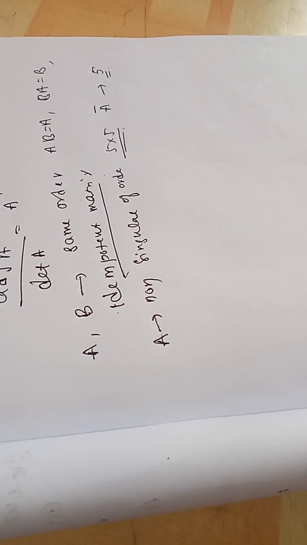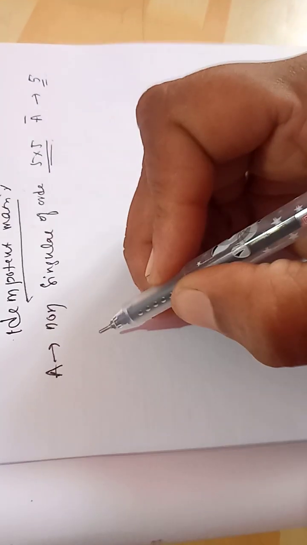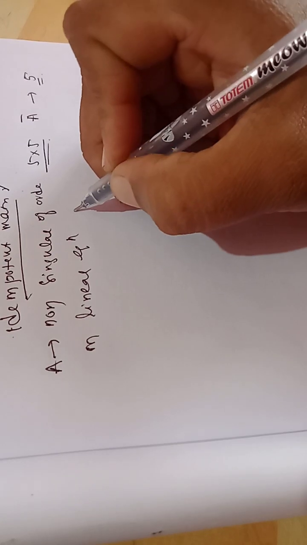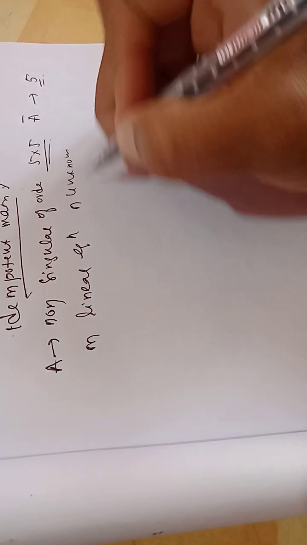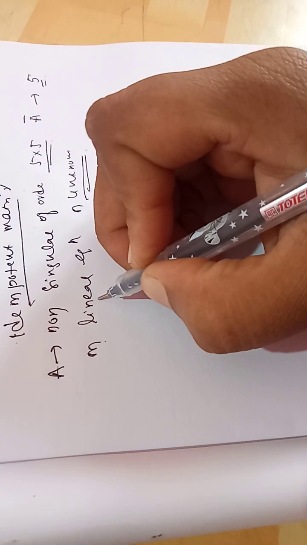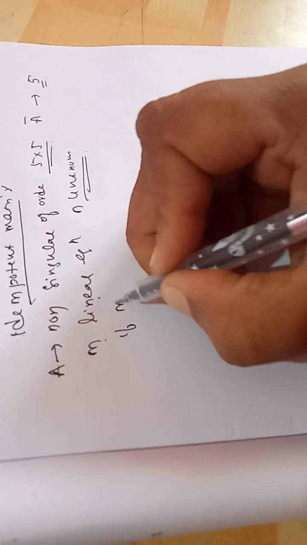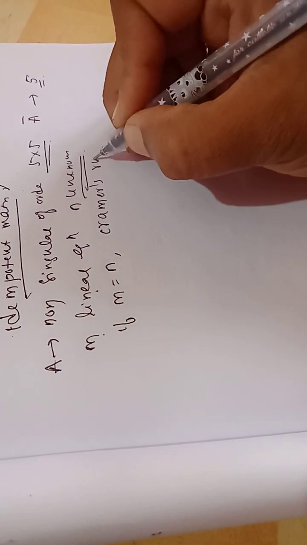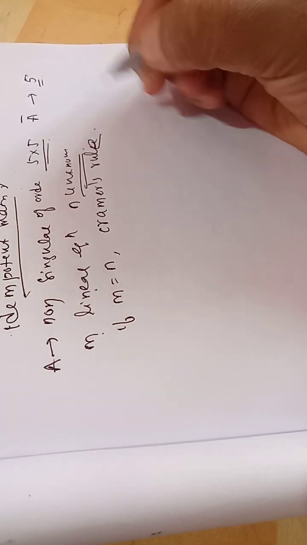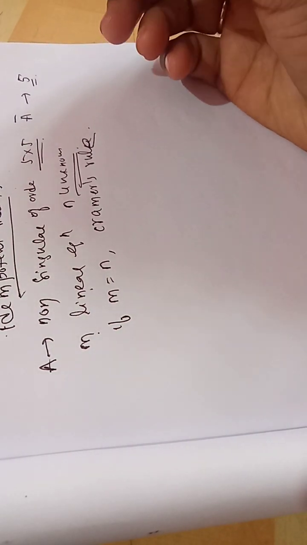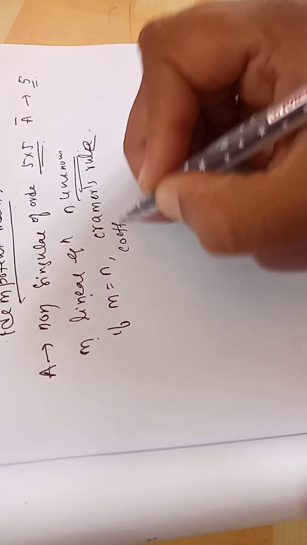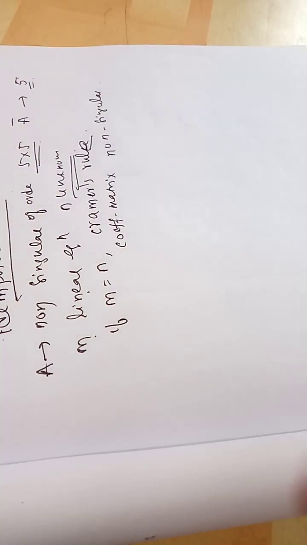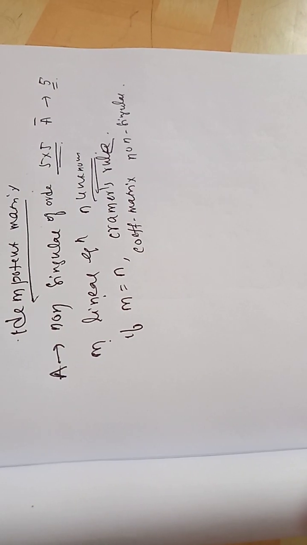Now next, for a system of m linear equations in n unknowns, if m equal to n, Cramer's rule is applicable. In my further videos I will explain all this in detail. Cramer's rule is applicable and the coefficient matrix is non-singular. So these are some of the fundamentals regarding matrices.